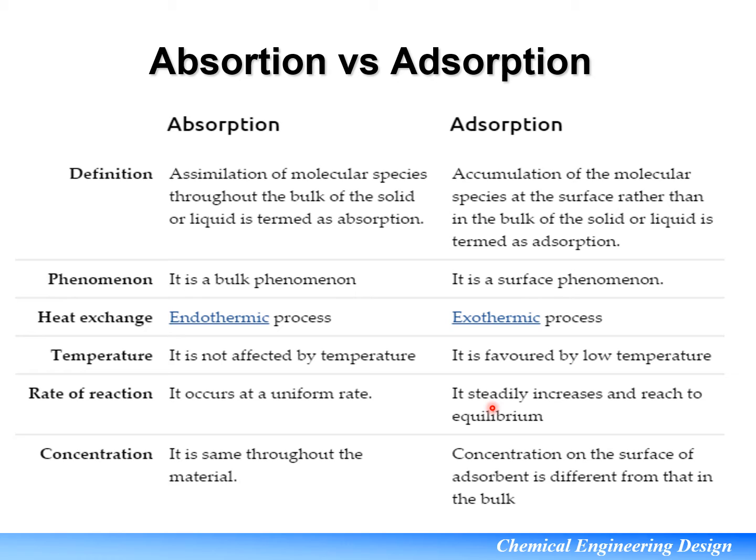So we can see the pattern of the profile of the component concentration. It will increase until a certain point, where it reaches the equilibrium point. For absorption, the concentration is the same throughout the material. For adsorption, we focus on the concentration on the surface of the adsorbent. The concentration on the surface of the adsorbent is different from that in the bulk.